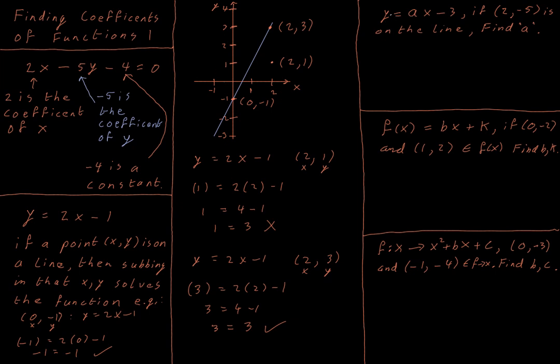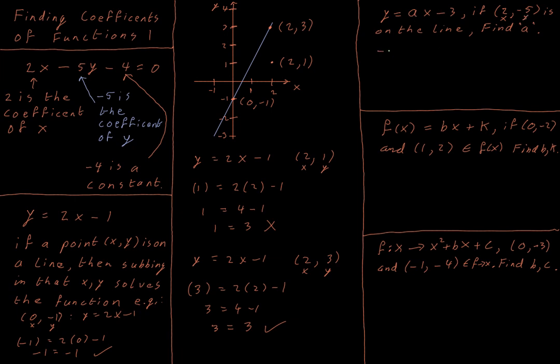Because if we have a function like y is equal to ax minus 3, a being the coefficient of the x term, and we know that (2, -5) is a point on the line, we are able to use that to find a, because if we sub in x is 2 and y is -5, this equation must work out. We must get 3 equals 3 or -1 equals -1. We must get an equation that's true. So that means we can sub in x is 2 and y is -5, and this equality must work out.